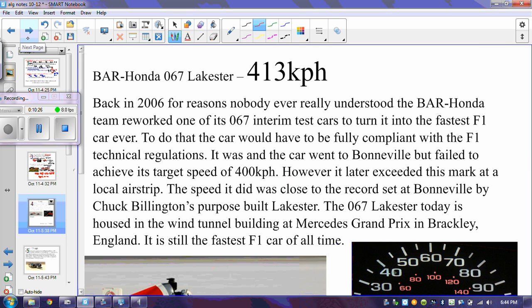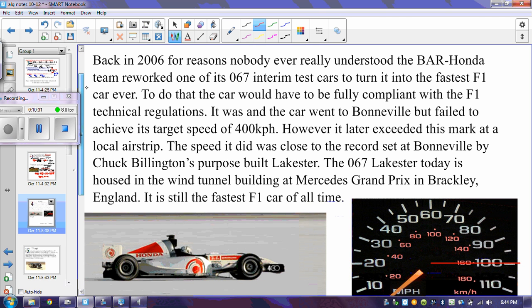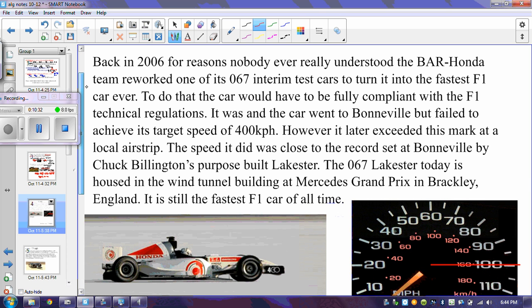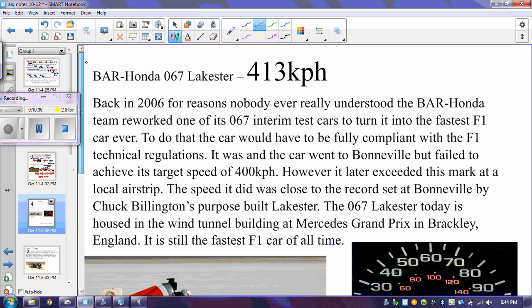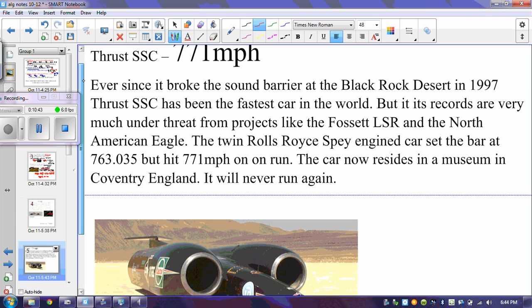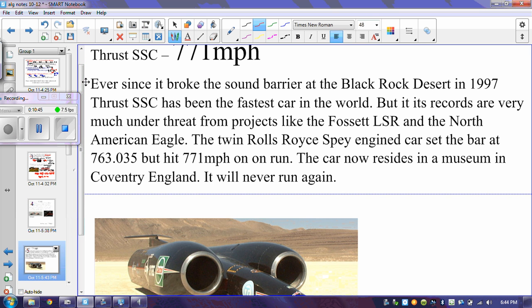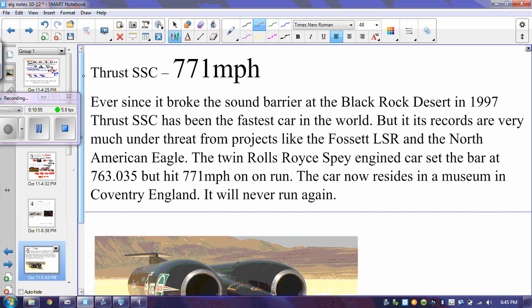All right, another example here of rates. When we look at this, we've got this fastest car, and it says it traveled at 413 kilometers per hour as its max speed. And then we've got a more futuristic looking car. It is the Thrust, and it's actually like a jet vehicle here. And it traveled up to 771 miles per hour. So I'd like to compare these two and see just how much faster the one is than the other.